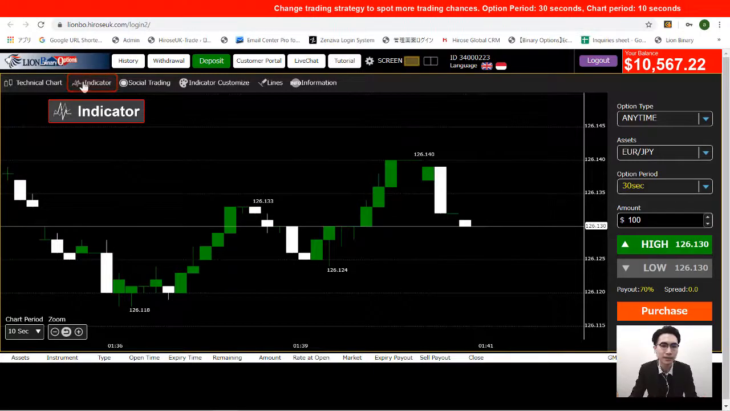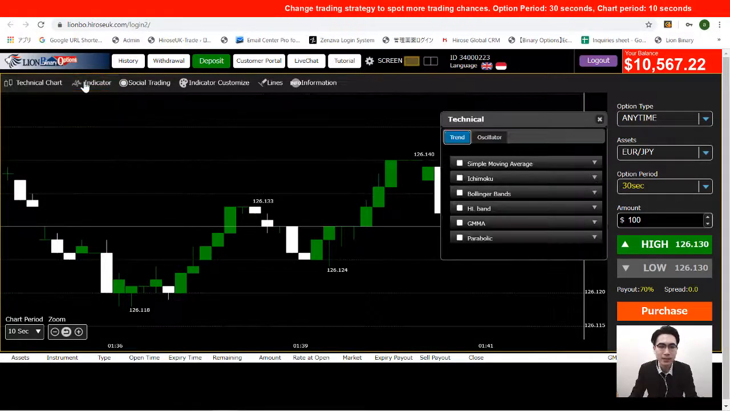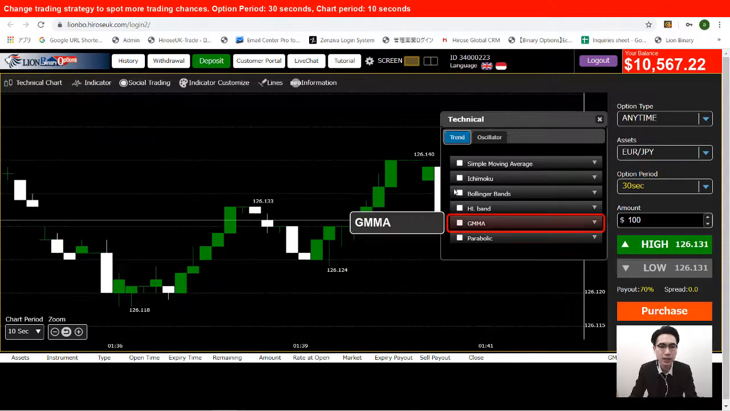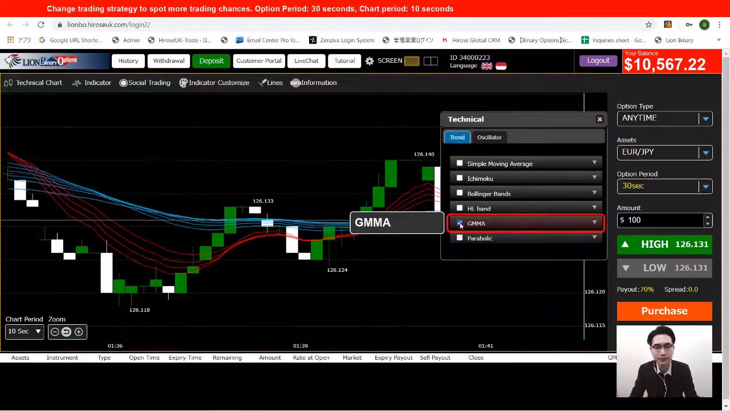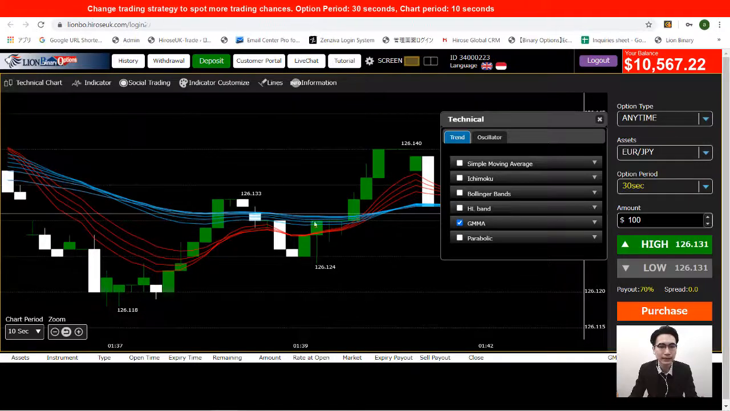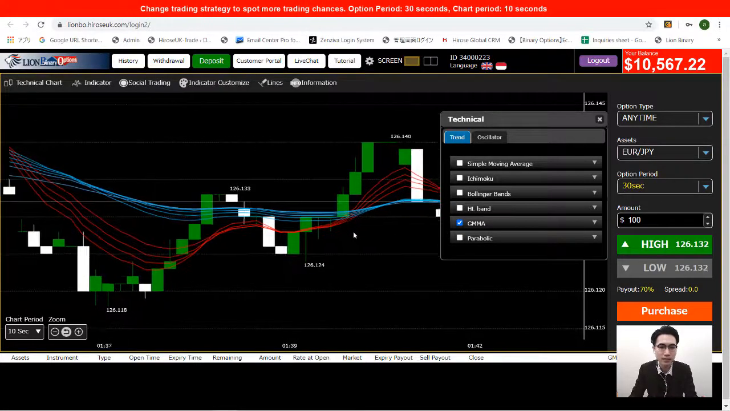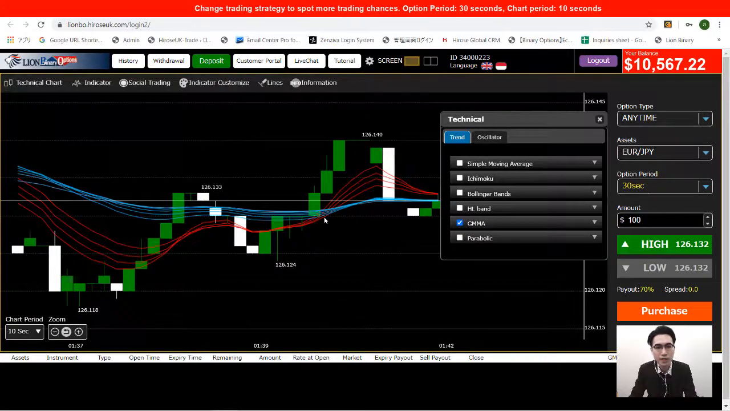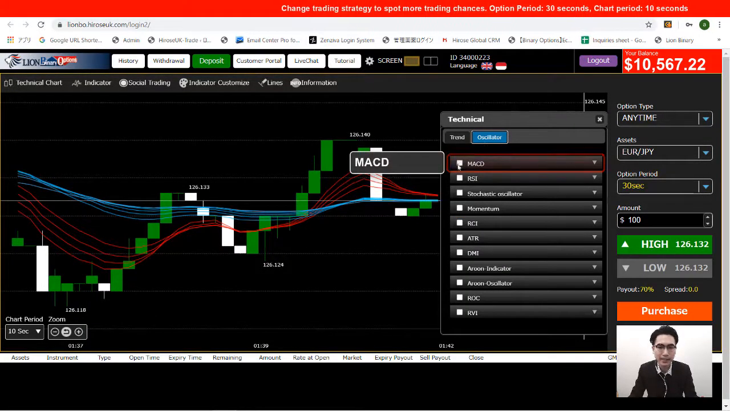Just that button there, click on it. Now we will choose the GMMA. That's the one there, put a tick on it. The setting for GMMA is on default, so nothing to change. Next we'll go to oscillator, and then we'll choose the MACD.